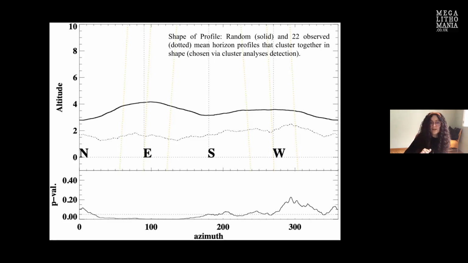And we are now, in this probability sense, seeing that nearly the entire horizon is significantly different to the average horizon. So the average profile of all of our actual dolmens is very significantly different from the sites that you come across randomly in Galicia.